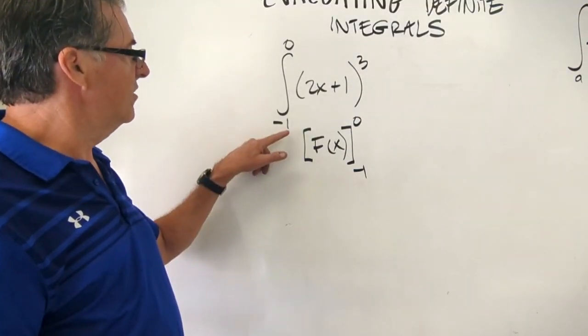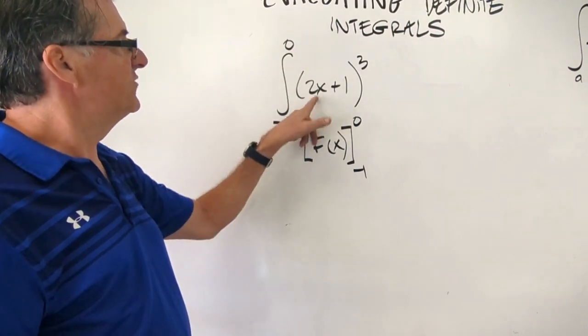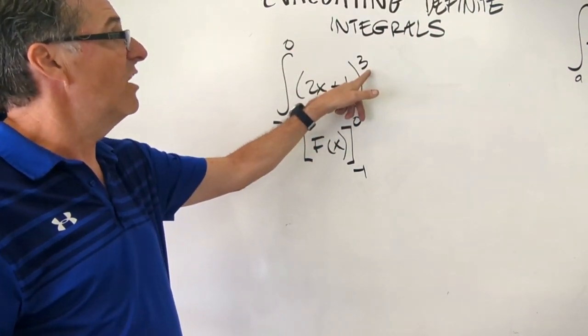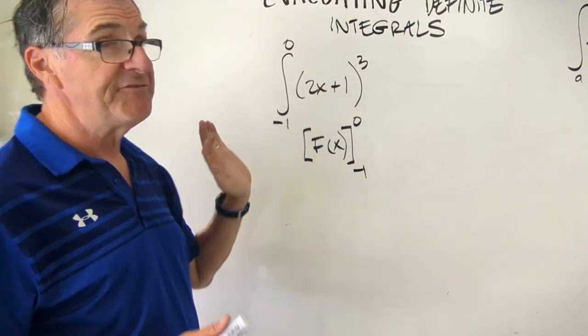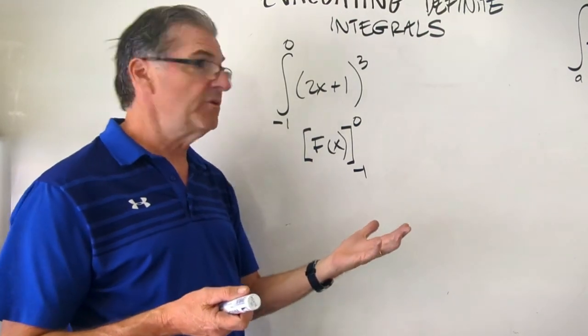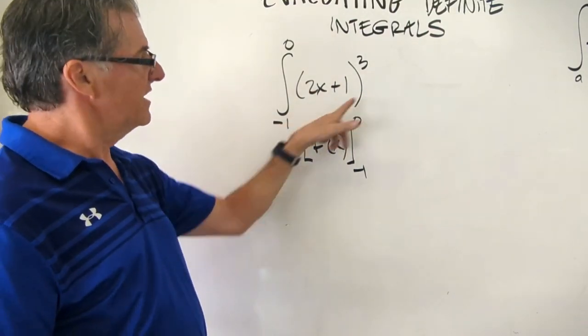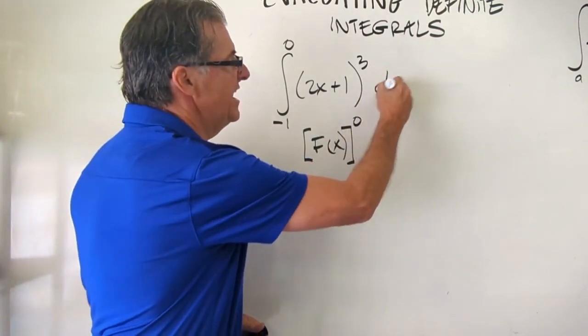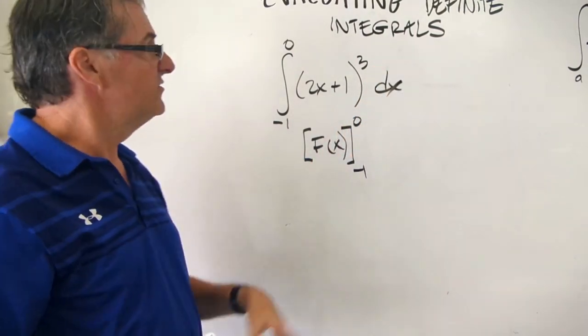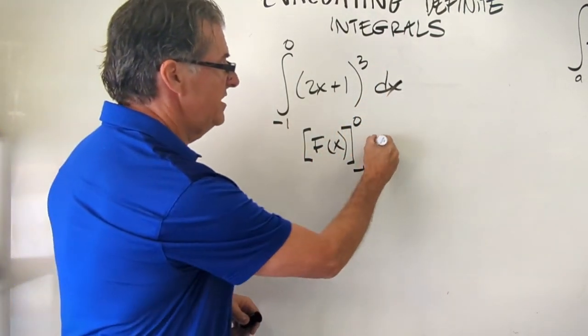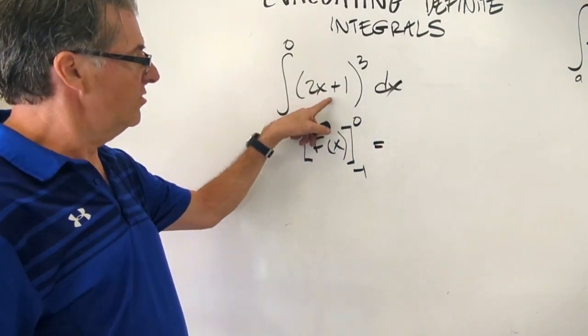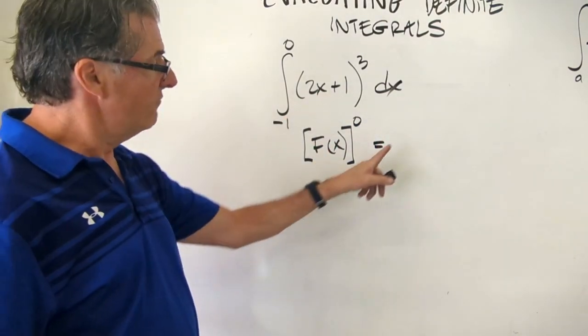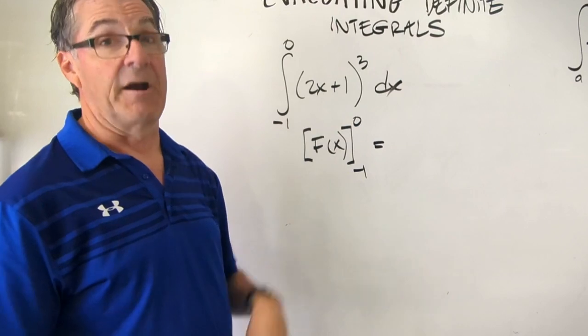So here we go. Integral from minus 1 to 0 of (2x plus 1) to the third power. We don't have to do that expansion step we did in the last one because we actually have a rule that helps us integrate this expression. Oops, I left off my dx. Let's be correct there. So go ahead and find that integral, that antiderivative, and write this out with that in there.